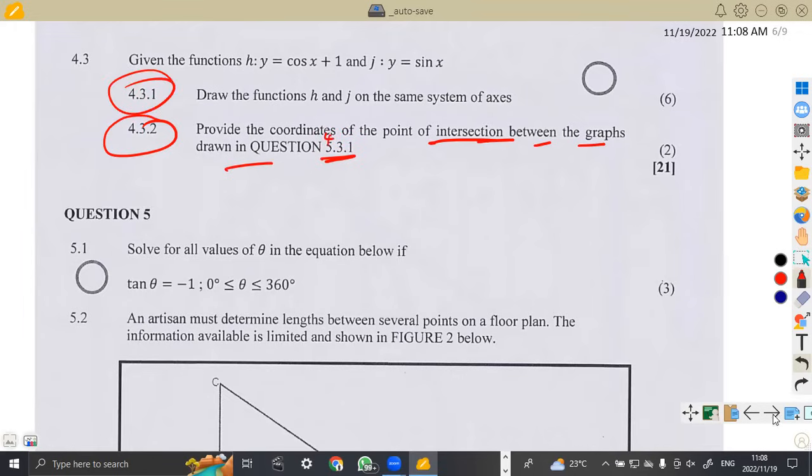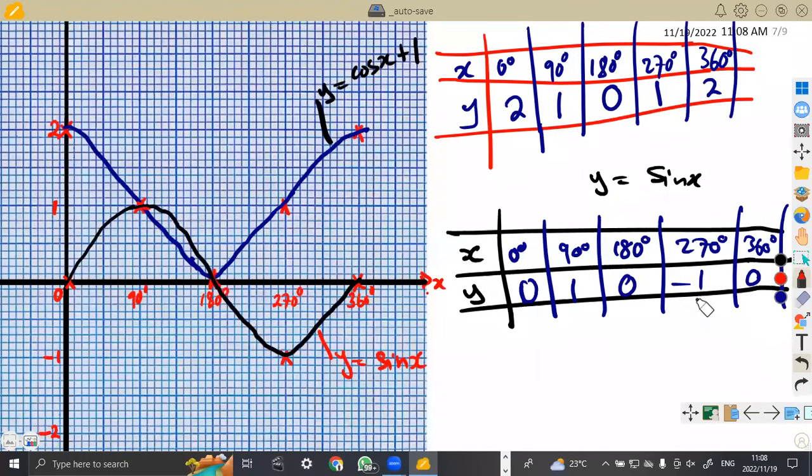So guys, let's see. Where do we have the points of intersection? These two graphs are intersecting here on this one. It's an intersection where x is 90, y is 1. So that was 4.32. The first point of intersection is 90 versus 1, so it's at 90 degrees versus 1.